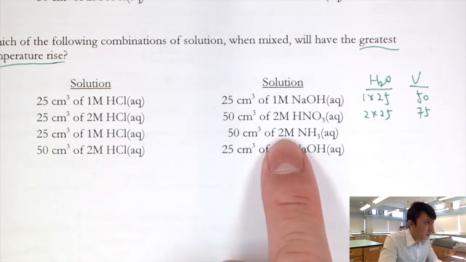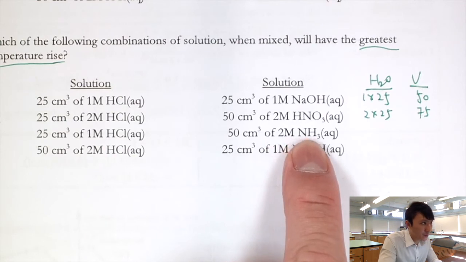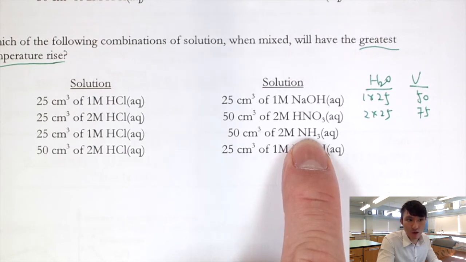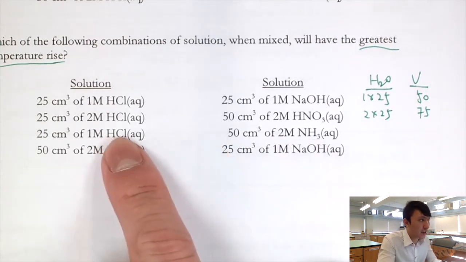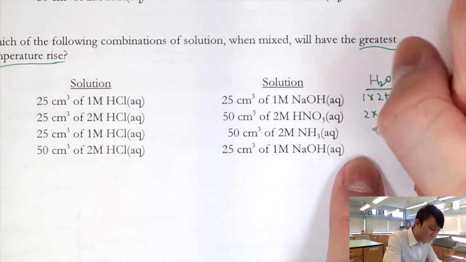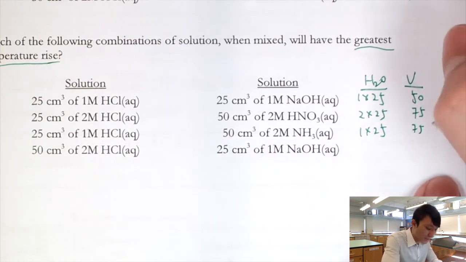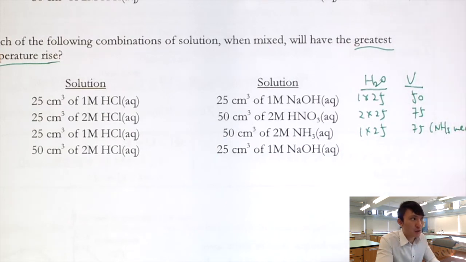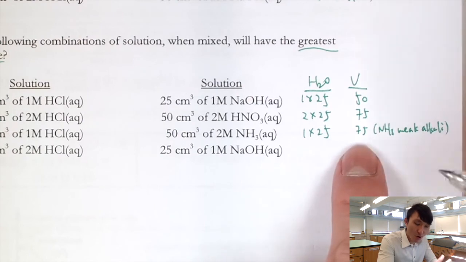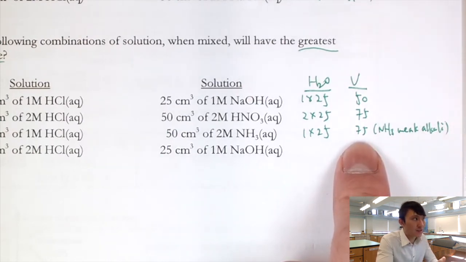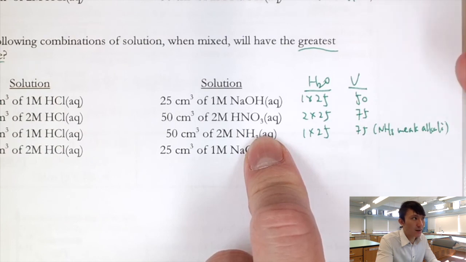Now here, 50, 2M ammonia. Now again, first of all, no matter if it's a strong base or weak base, when it comes to the number of moles of H plus and OH minus able to react, we count it as the same thing. So if you look at the number of moles, obviously HCl is limiting. So here, 1 times 25, and the total volume is 75. But pay attention, ammonia is a weak alkali. So a weak alkali releases much less heat. So actually you can already erase or cancel out this choice. But let's just put it down.